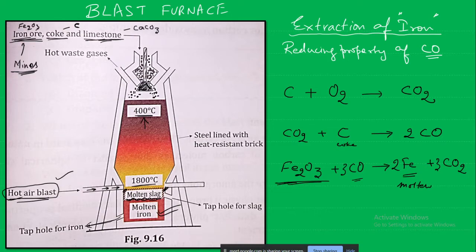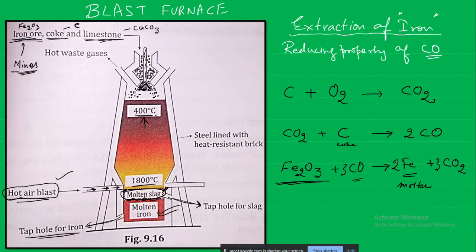This is the tap hole for iron, and here the molten slag, which is less dense, can be collected from above. In this way the slag and molten iron can be separated. This whole process is highly energy intensive. Just to start the furnace itself takes a lot of energy. Once the furnace has started, generally they don't allow it to cool down, because to cool down the furnace means getting it heated again is a very big task.